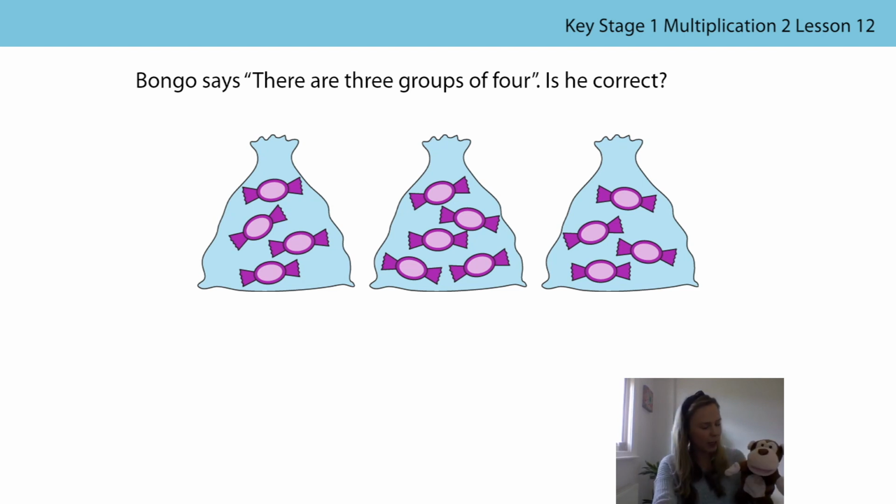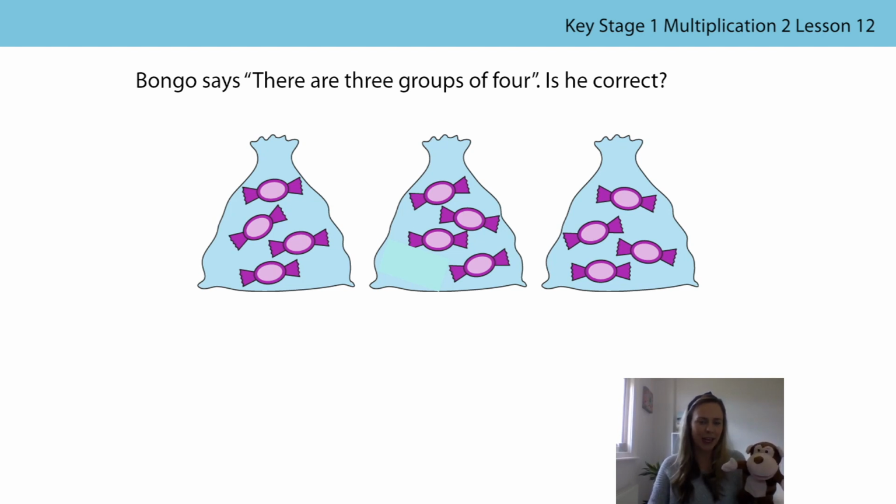Oh no, Bongo, we're not going to be able to write a multiplication expression to represent this picture, are we? I wonder what we can do so that we're able to write a multiplication expression and so that our groups are equal. I know, we can get rid of one of the sweets in this group. That's better. Now our groups are equal. There are 4 sweets in each group and we've got 3 groups. So we can write our multiplication expression. Could you have a go at writing a multiplication expression? Pause the video whilst you have a go and then come back to us once you've written it.